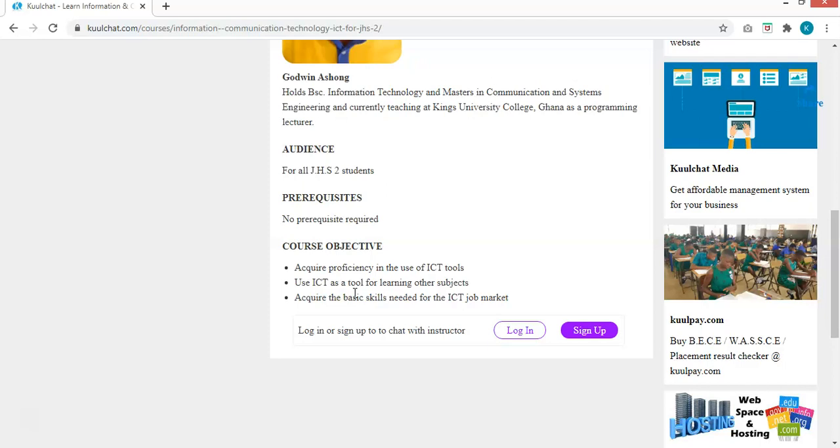By the end of the 3-year course of your junior high school ICT, you should be able to acquire enough skills that can help you to get an ICT job.